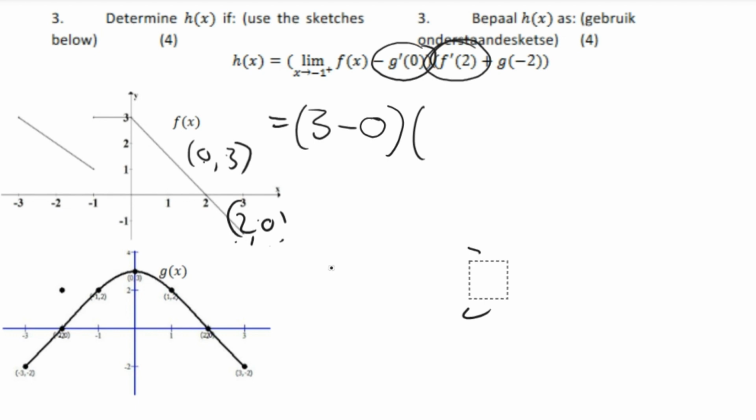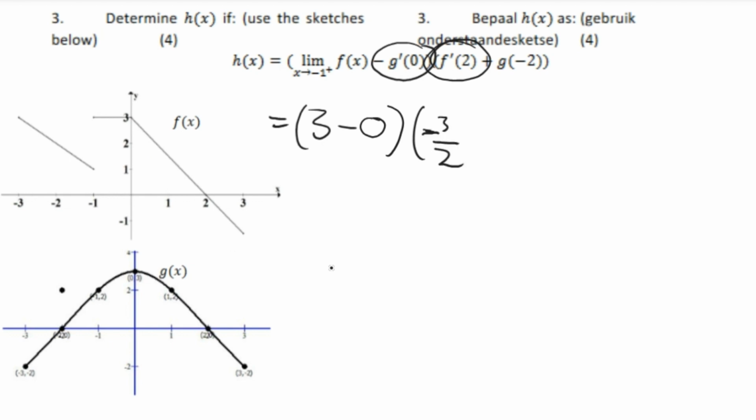So the value for f prime at 2, why are we saying it is the same as that value, the gradient of the line? Because the gradient of the function f at 2 is the gradient of this straight line that keeps on going down like that. The gradient of the function at 2 is the gradient of the very same line. And then that is just minus 3 over 2. Okay, minus 3 over 2.